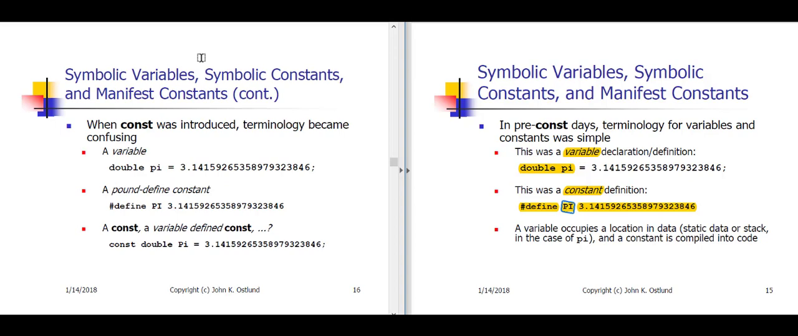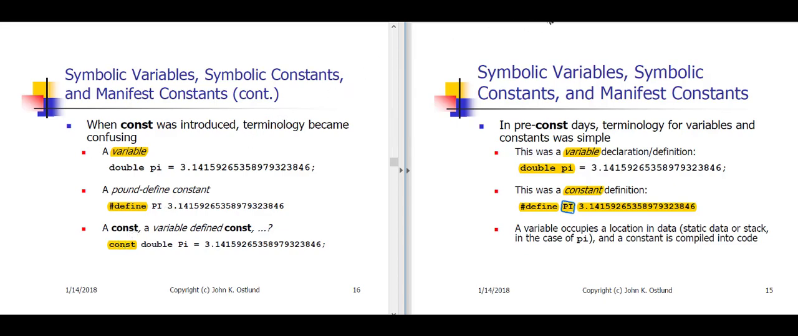But on the other hand, when the const keyword was introduced, this created some confusion about terminology, because now we have a variable, as we had before. Pi here is a variable of type double, initialized with 3.14, etc. And we have two kinds of constants. We have the pound-define constants, and we have the const constants. And people were confused about what to call these things. Are these const variables? What does it mean to talk about a const variable?